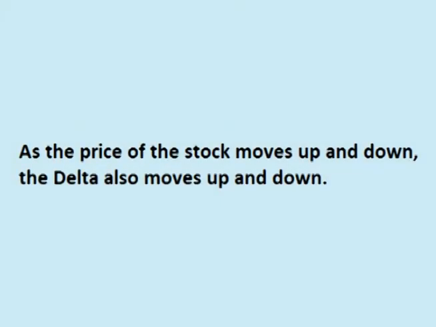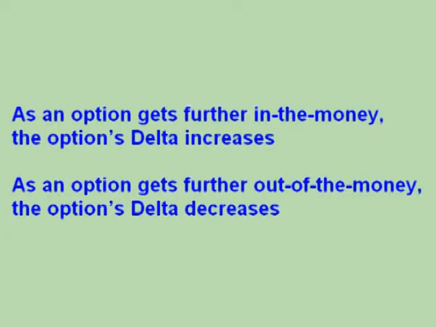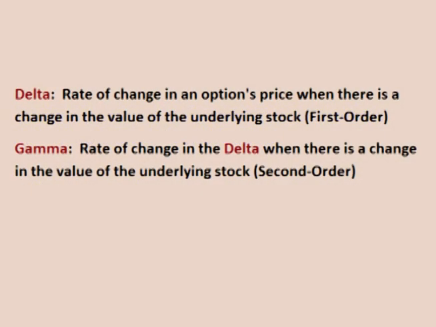However, once the price of the underlying stock does change, the delta changes as well. As the price of the stock moves up and down, the delta also moves up and down. As an option gets further in the money, the option's delta increases. As an option gets further out of the money, the option's delta decreases. The rate of change in the delta when the price of the stock changes is known as gamma. So the delta shows how much the option will change in value when the stock changes in value, and the gamma shows how much the delta will change when the stock changes value.